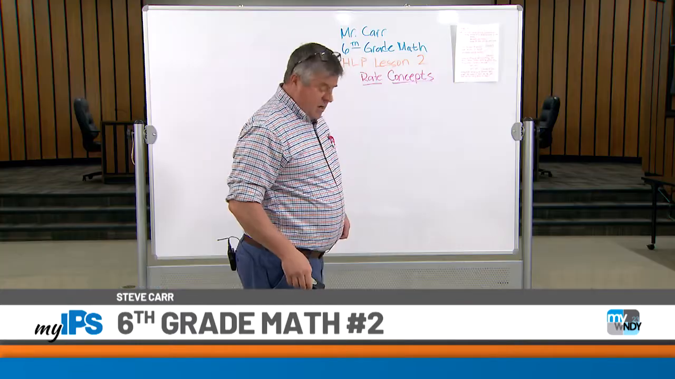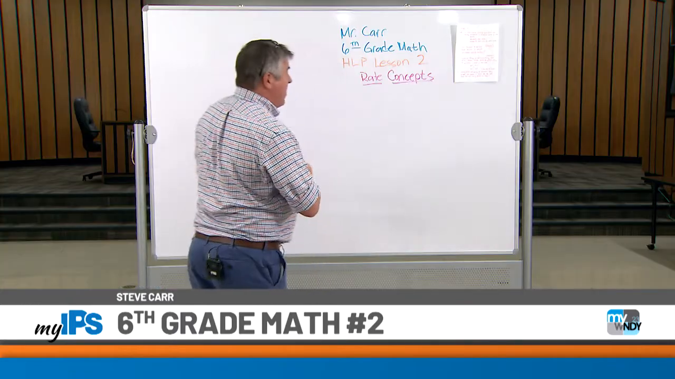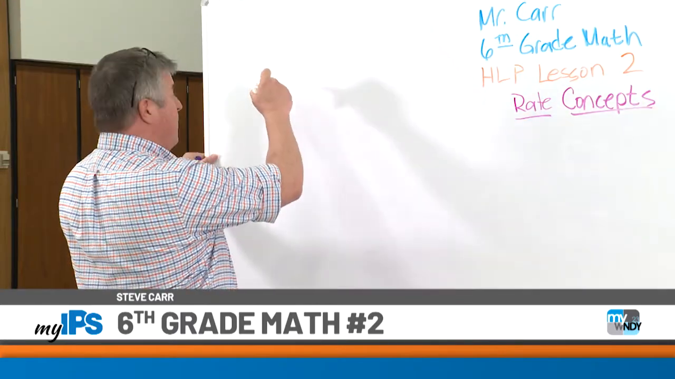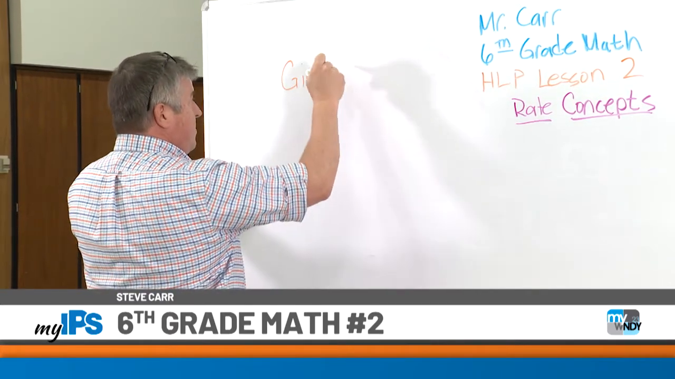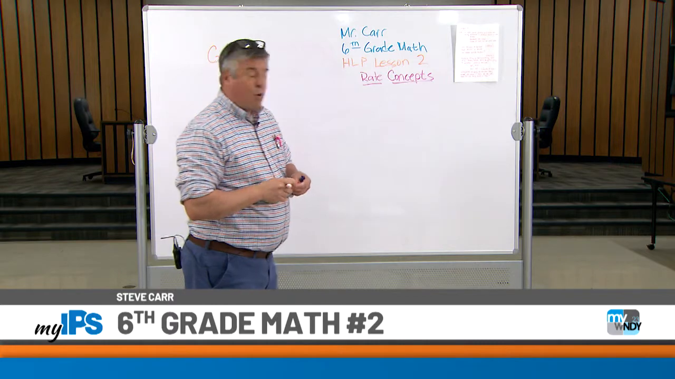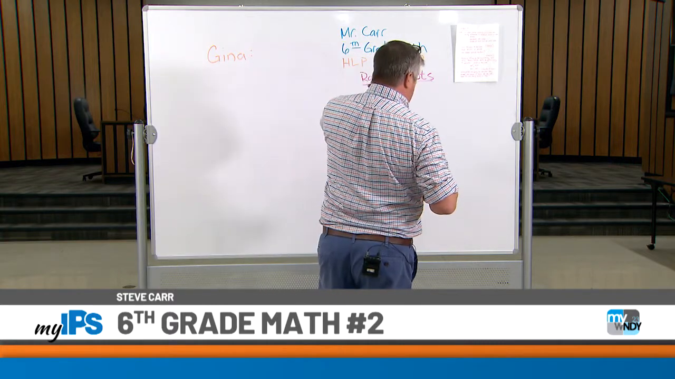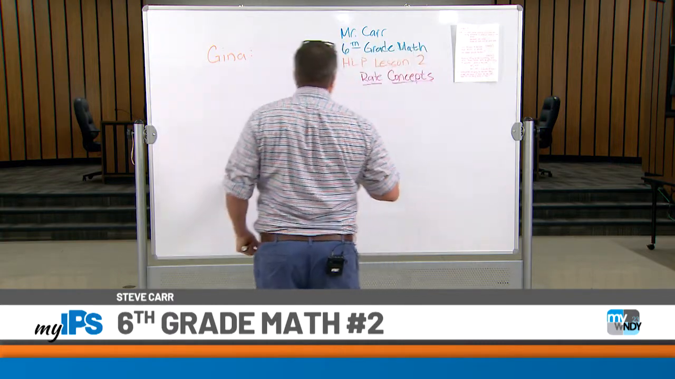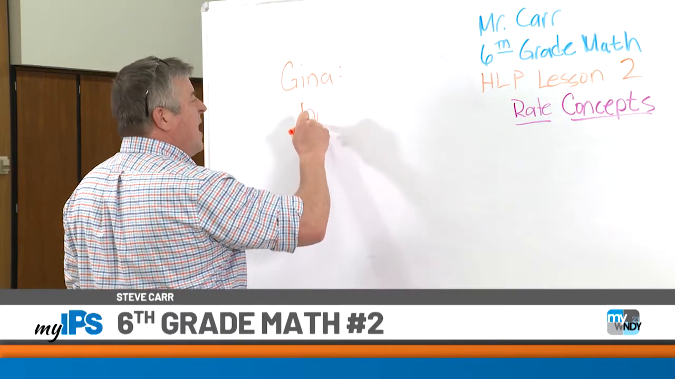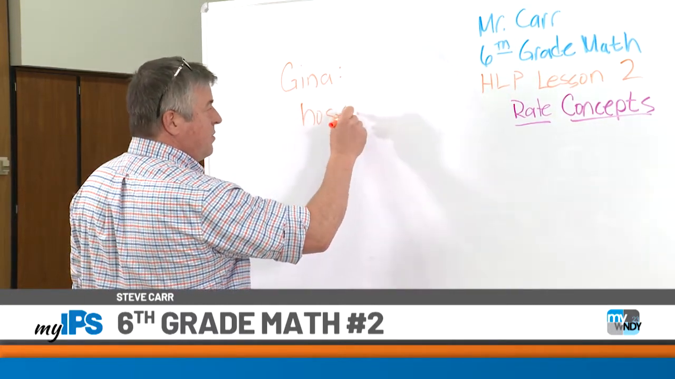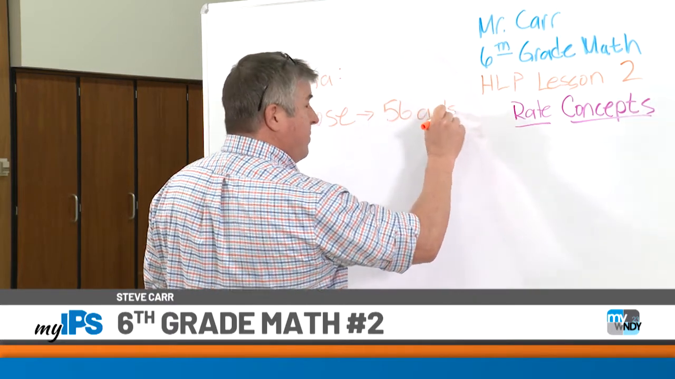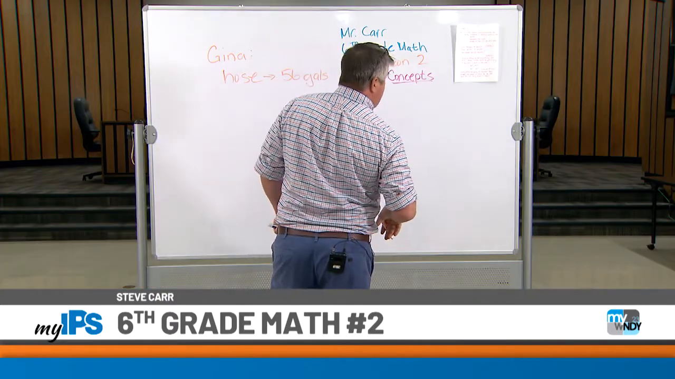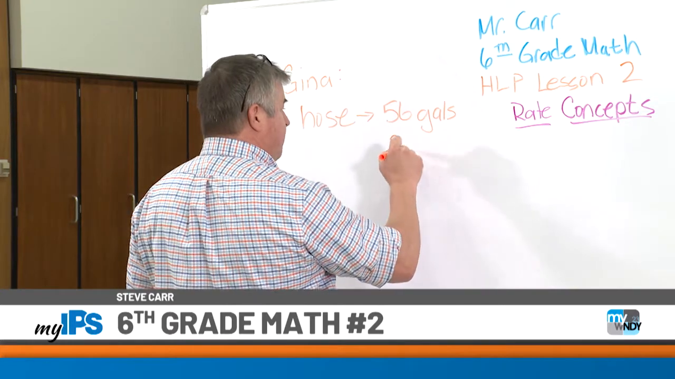All right, let's say that Gina is filling up her swimming pool. It's getting to be nice out. We've been stuck at home. Let's get the pool filled up. She puts a hose in there, and the hose spills 56 gallons every 9 minutes.